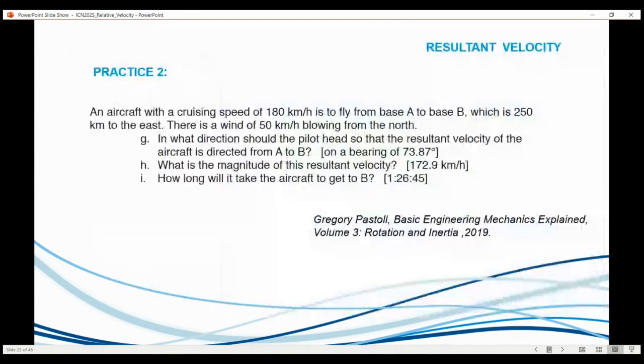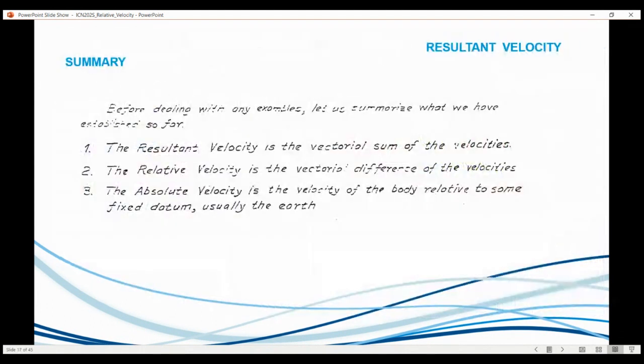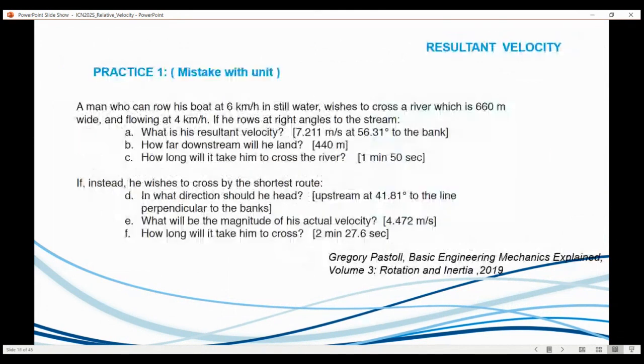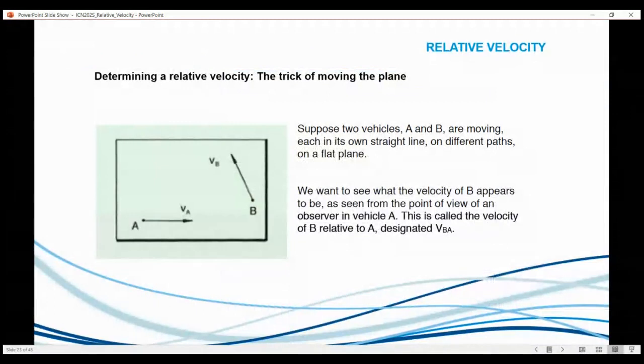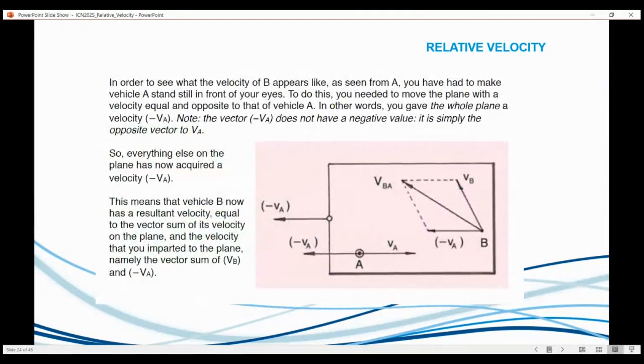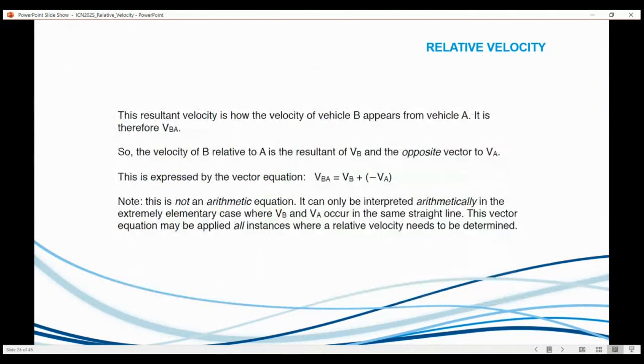When I ask for a definition, what is a relative velocity? The relative velocity is essentially the vectorial difference of velocities. Very important concept, right? It's the vector difference of two objects. So obviously the difference would be this. In equation form, I would write this, and this is very important because I'll definitely be giving a mark for the equation to see that you're doing it right.